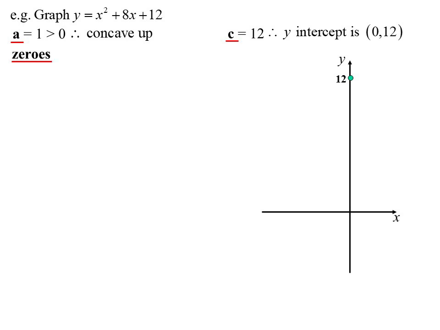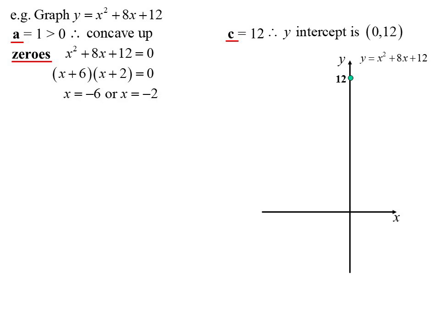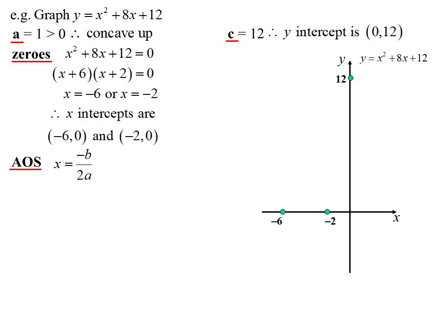What are the zeros? Let's find those x-intercepts. Solving the quadratic, I get negative 6 and negative 2. Let's plot those in. It's starting to take shape. Axis of symmetry: yeah, I could use minus b on 2a. I come up with the answer negative 4, or I could average those two solutions I just found. Again, I come up with minus 4.